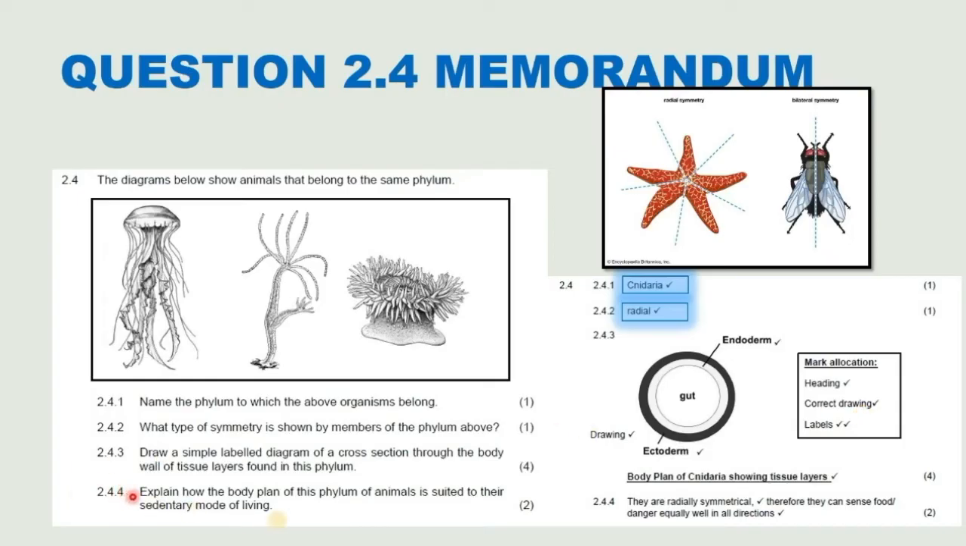Then 2.4.4, you had to explain how the body plan of this phylum of animals is suited for their environment. They have radial symmetry. Here they gave another mark for radial symmetry, and therefore they can sense food, stimuli or even danger in all directions. This is the advantage of having radial symmetry.